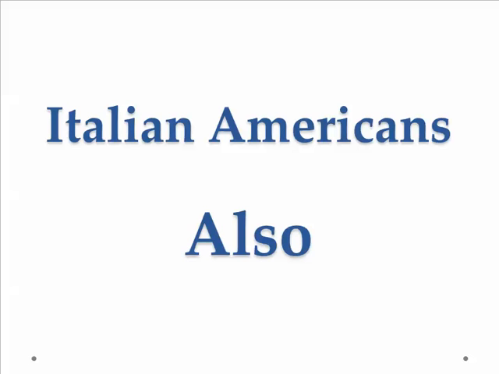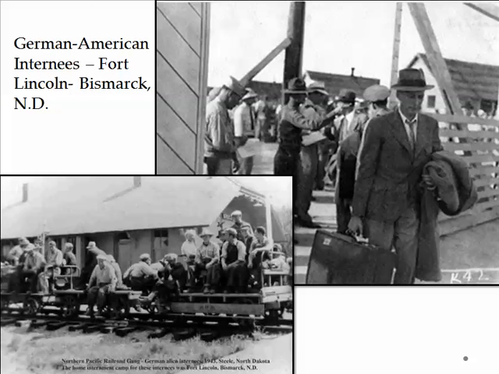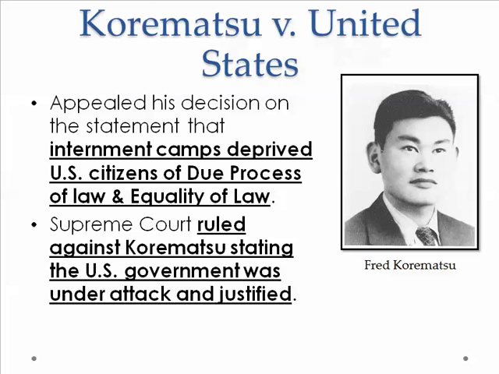Italian Americans were also interned. There's a picture of some here. Over 10,000 Italian Americans were interned during World War II. And the ones that were not interned, the Italians that were not interned, and the German Americans that were not interned, and even the Japanese that were not interned, were actually given curfews. Their things were searched. A lot of their civil liberties were violated during World War II.